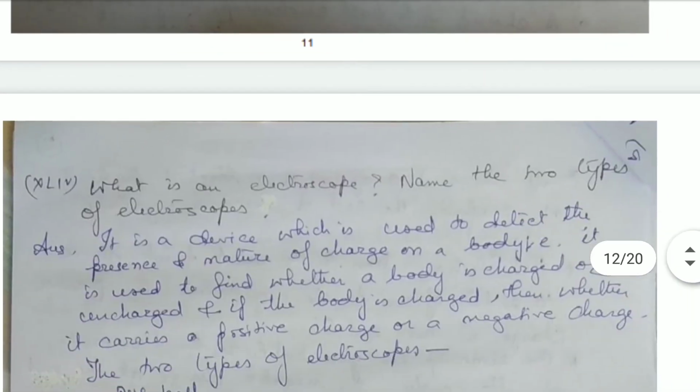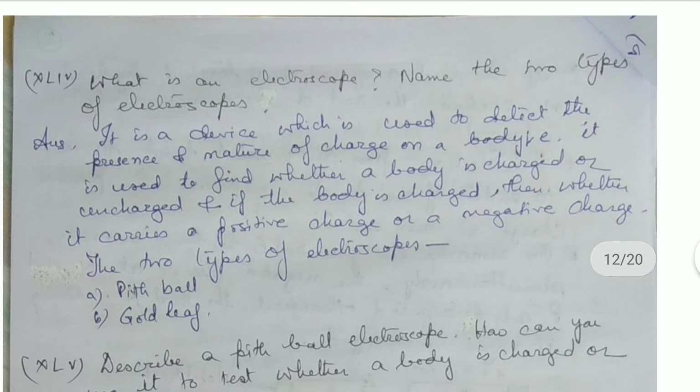Next is, what is an electroscope? Name the two types of electroscope. Now, electroscope is a device which is used to detect the presence and nature of the charge on the body. It is a device which is used to detect the presence, that is whether there is charge in a body or what charge in the body is there. Okay, that is deduced by a device known as electroscope.